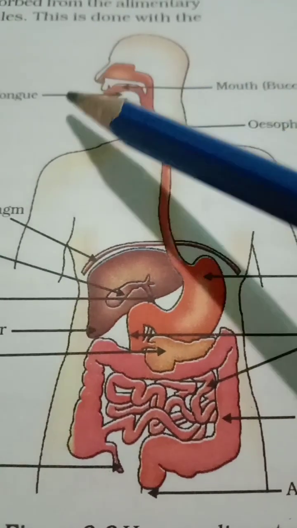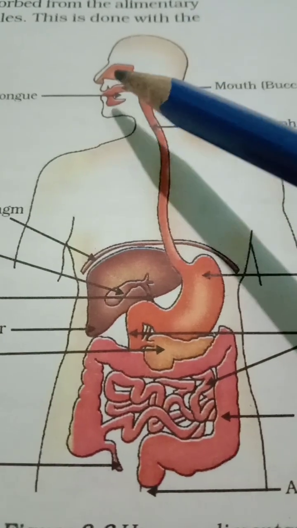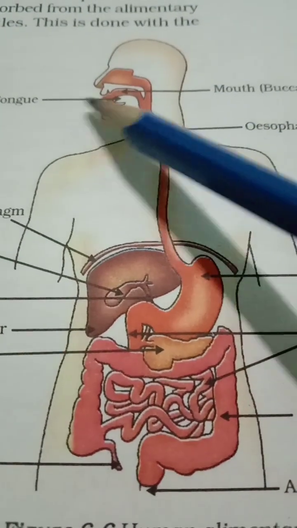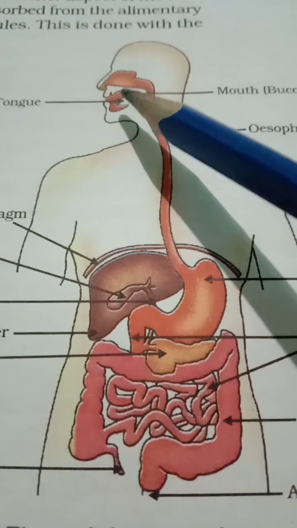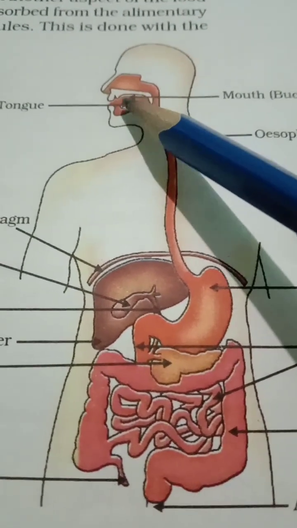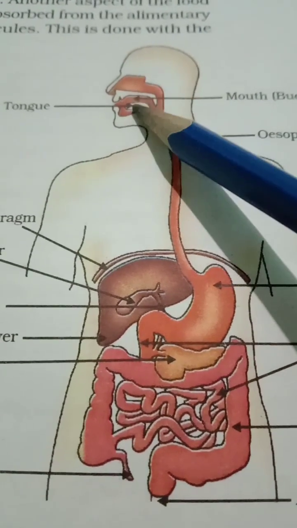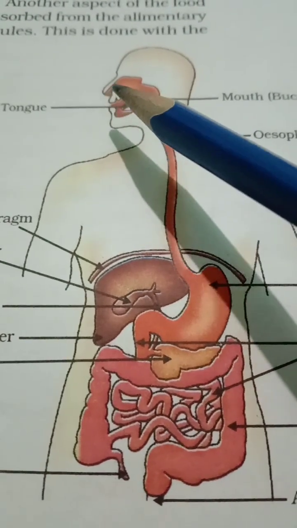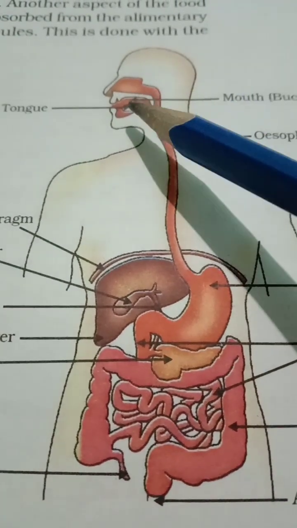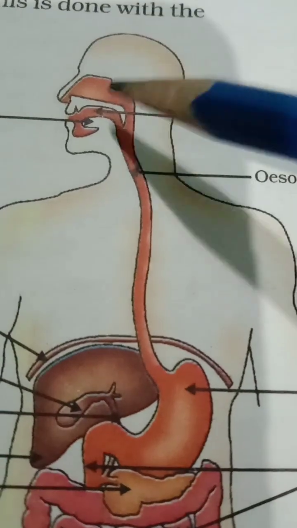Anyhow, when you are taking the food, it is entering your mouth, right? In the mouth, you have your tongue, teeth, and saliva. Teeth, all of you have studied in the smaller classes. You have 4 types of teeth: incisors, canines, premolars, molars. You might all know that, right?